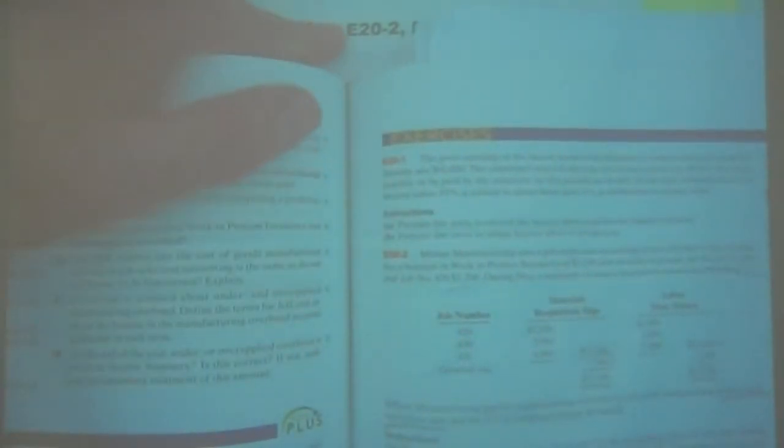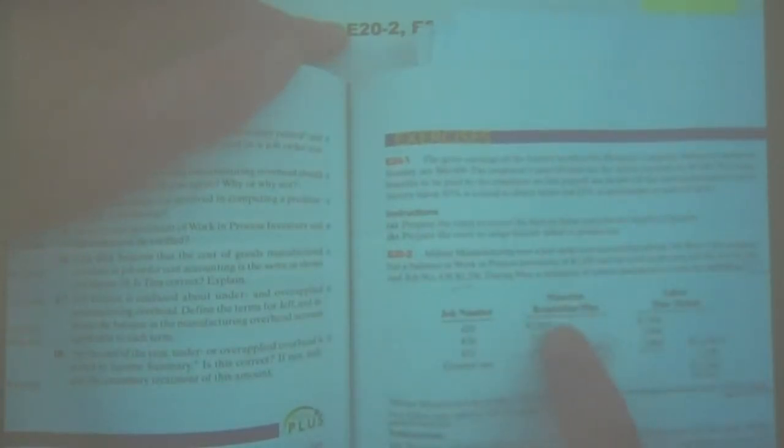Turn with me to E20-2. E20-2, we worked in class today. We began this review session today with, we use a job order cost accounting system. Here are materials requisition slips mentioned. Here are labor time tickets mentioned. The instructions themselves say, prepare summary journal entries to record the requisition slips and the time tickets. Today, we started out the day talking about source documents.